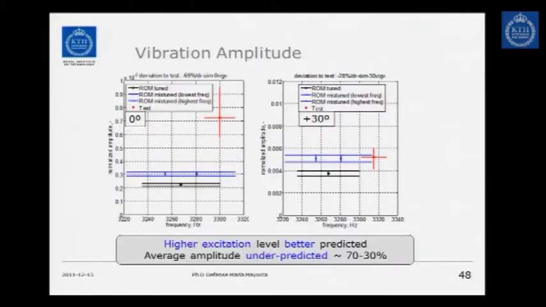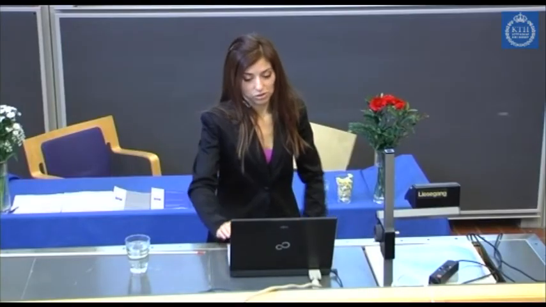Finally, if we put all this together, the red one is the test results for the nominal case and the 30 VIGB case. The black lines are the tuned case. And the blue lines are if I just scale this by the amplification factor, so it's a scaling thing due to mistuning. What we see here is that both cases are under-predicted, and the prediction is between 30 to 70%. We can discuss why later.